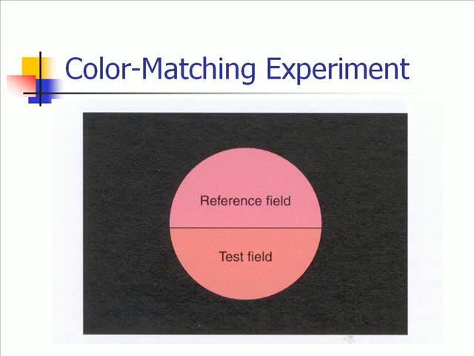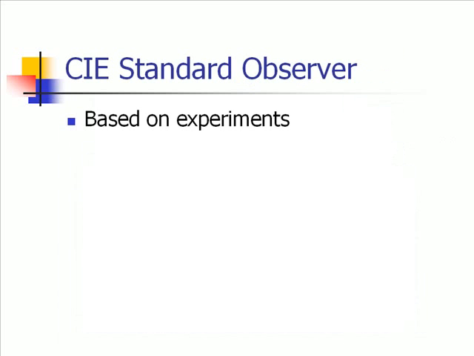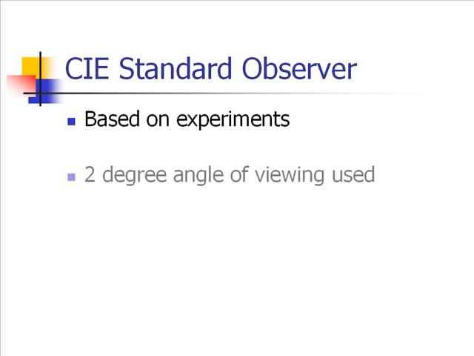From that, we developed what's called the standard observer. Now, the standard observer is not a person. It's actually a set of numbers. It's a table of numbers. It's the curves that we use. Again, it goes back to mathematics, a way of modeling how we see color using numbers.